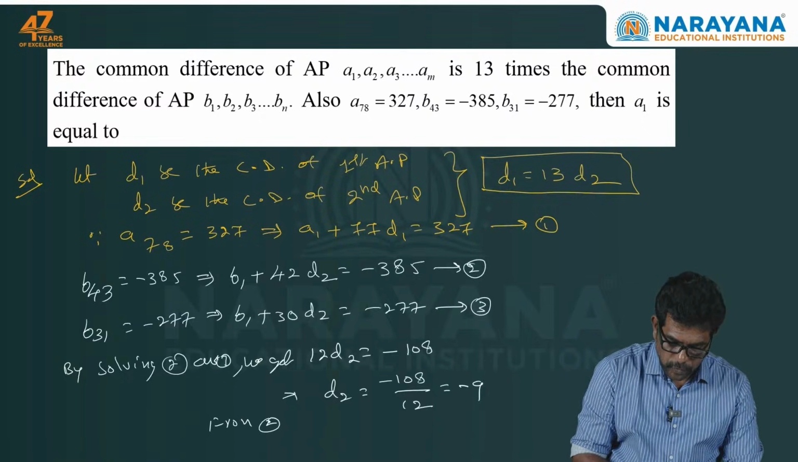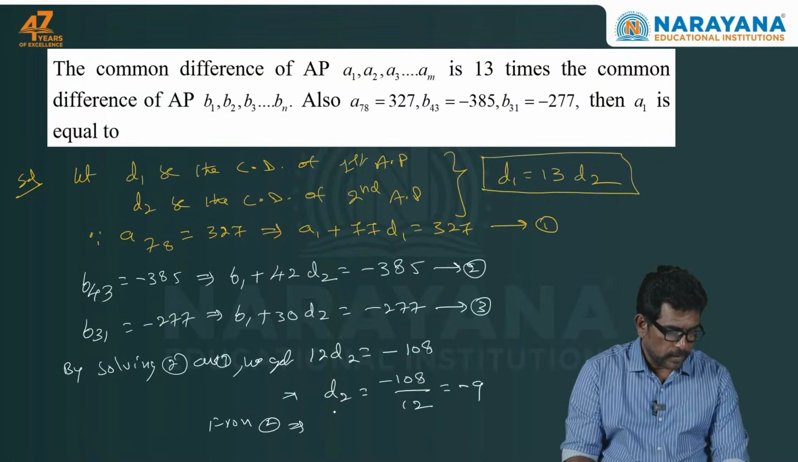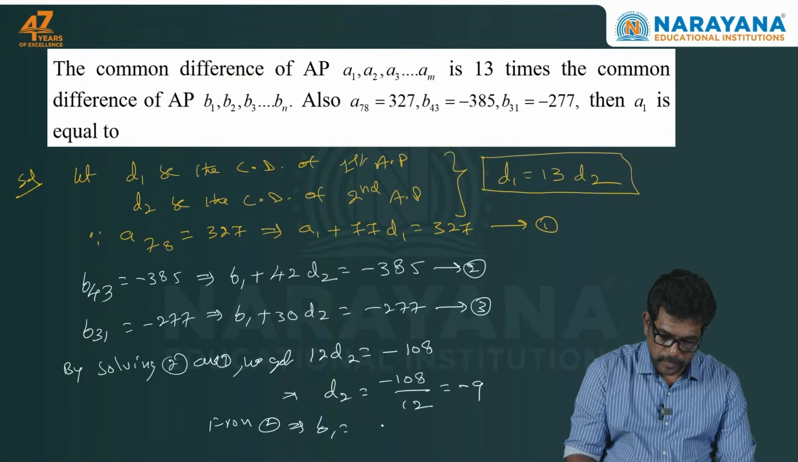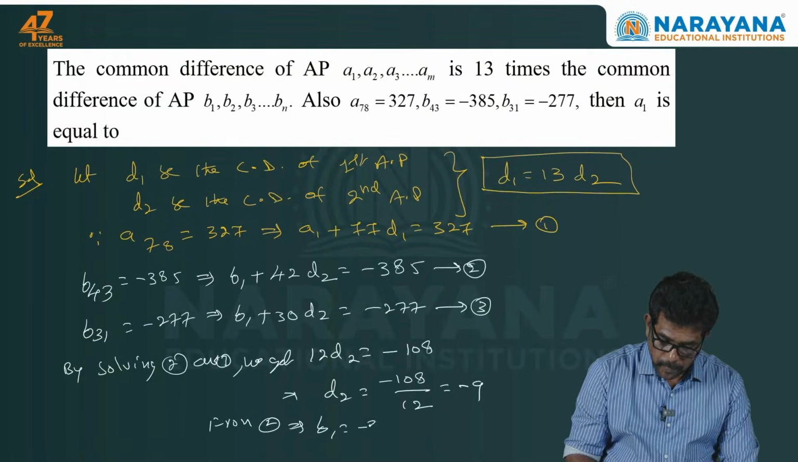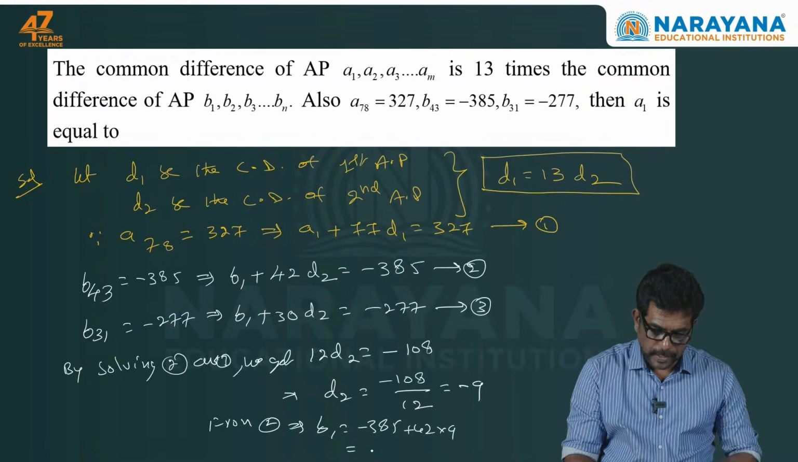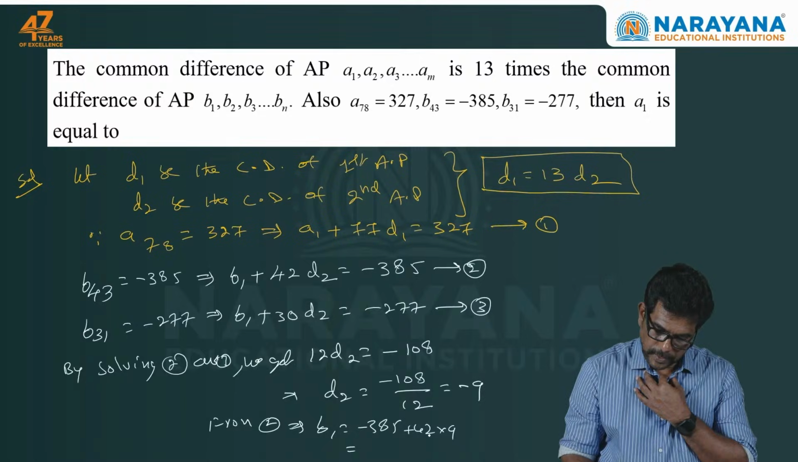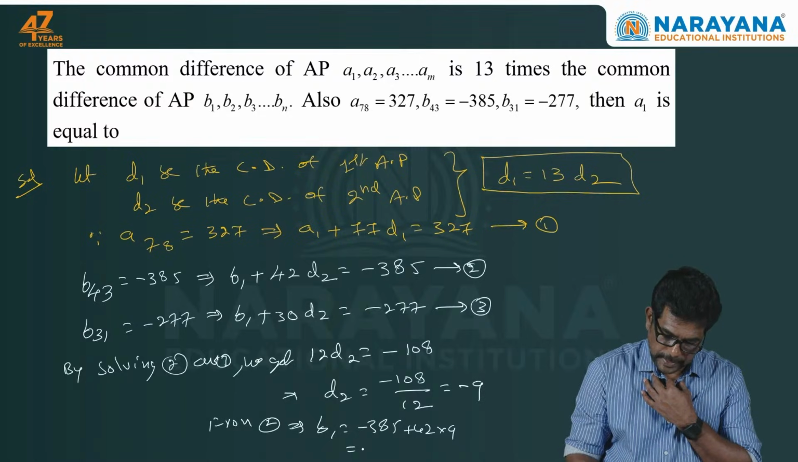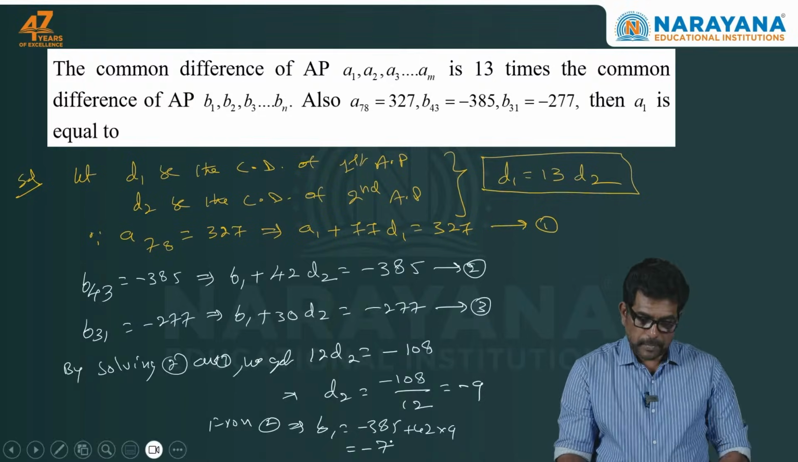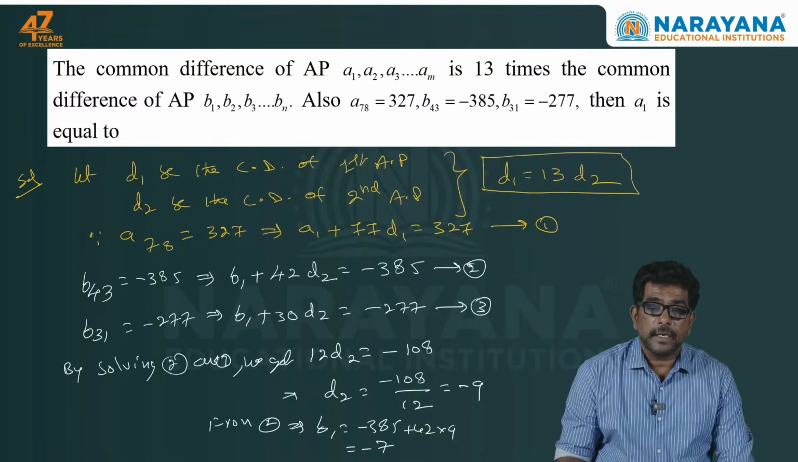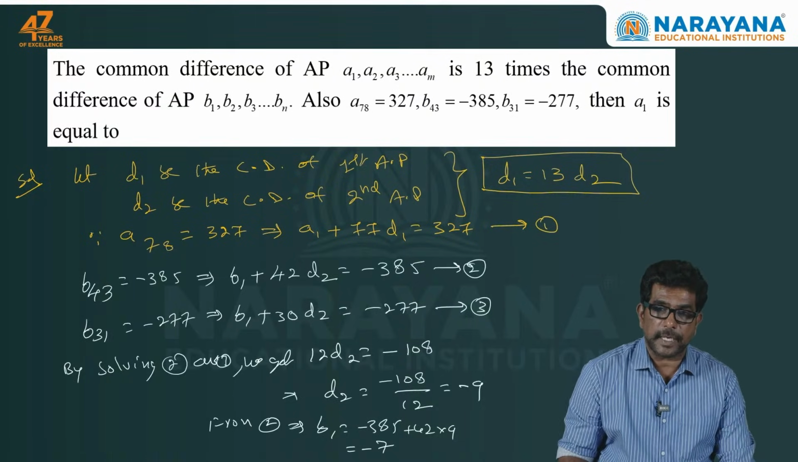From 2, we get the B1 value. Now B1 is equal to minus 385 plus 42 into 9. By simplifying, B1 is equal to 378 minus 385, which is minus 7. B1 is equal to minus 7 and D2 is equal to minus 9.